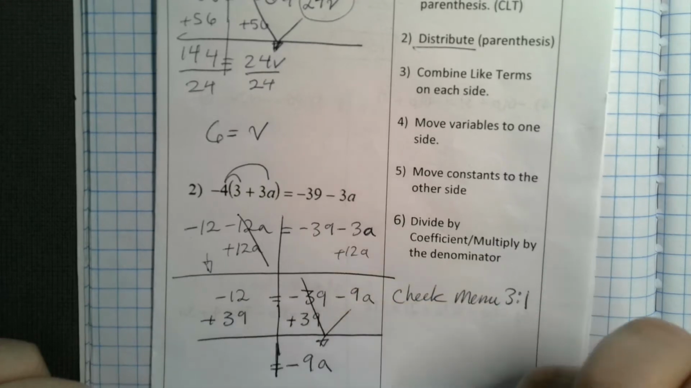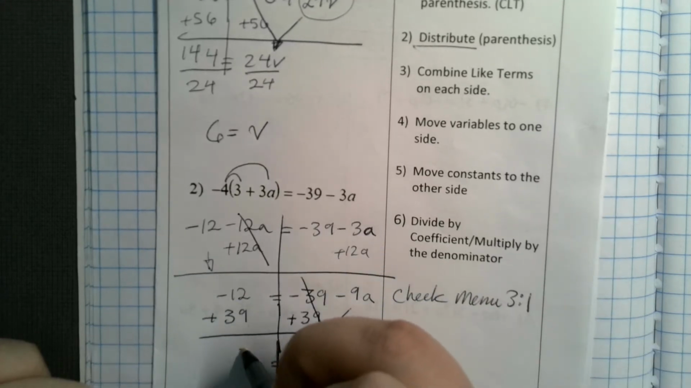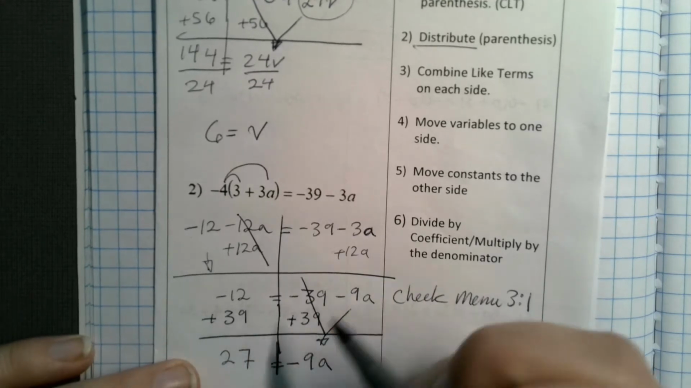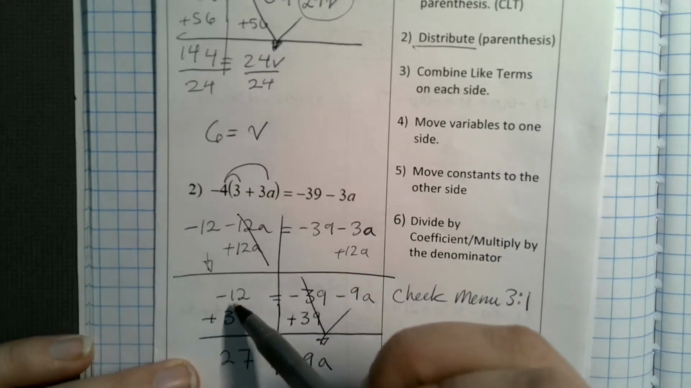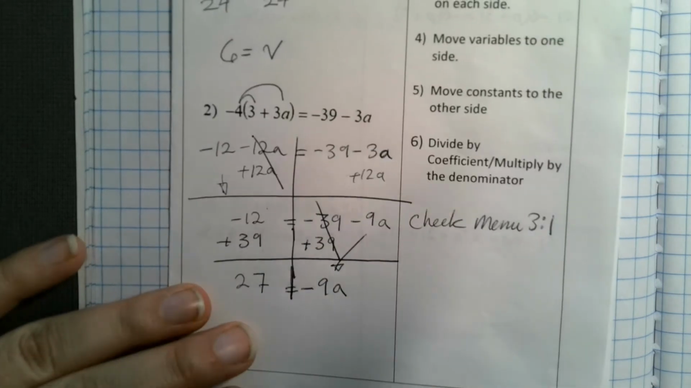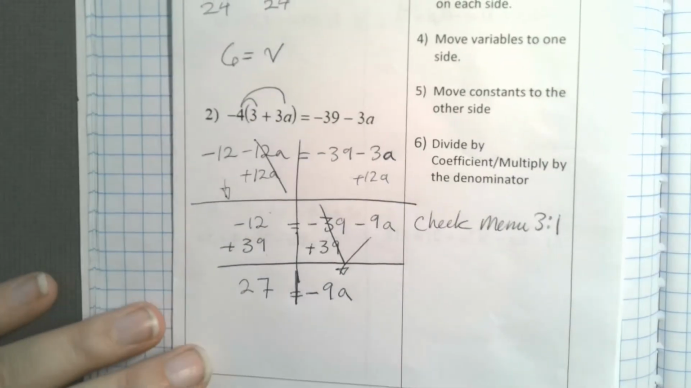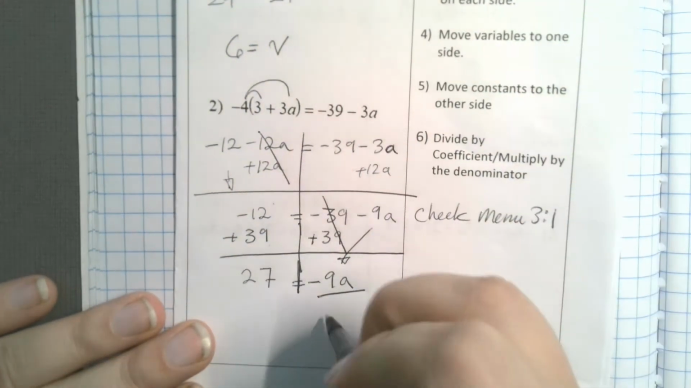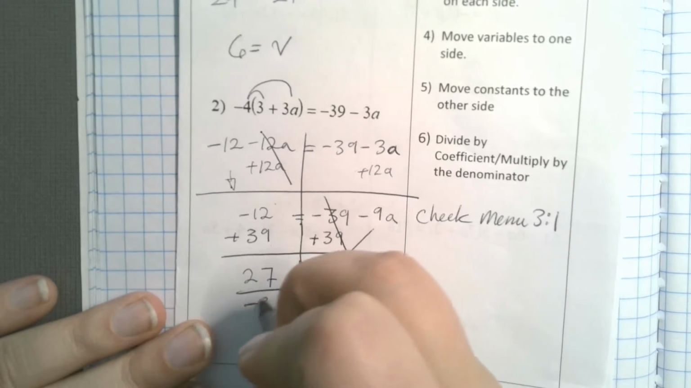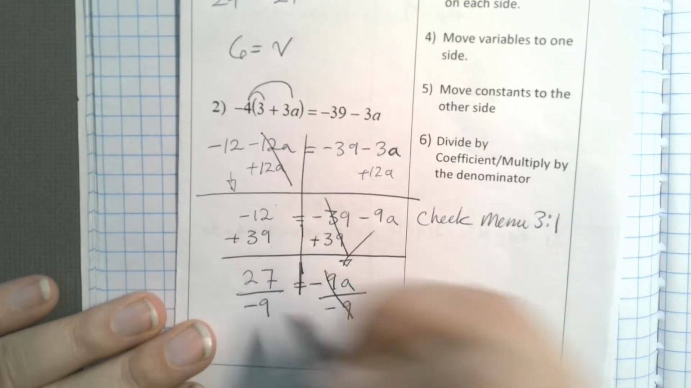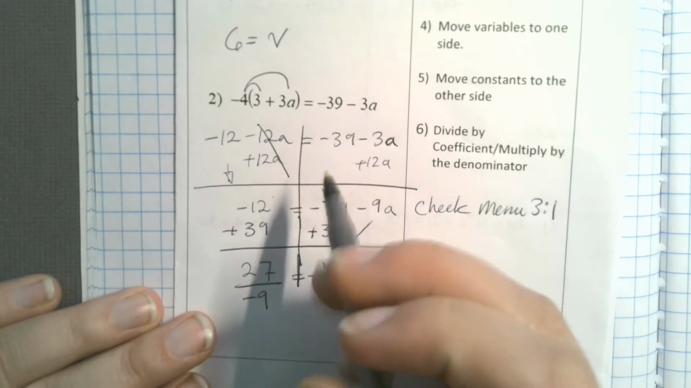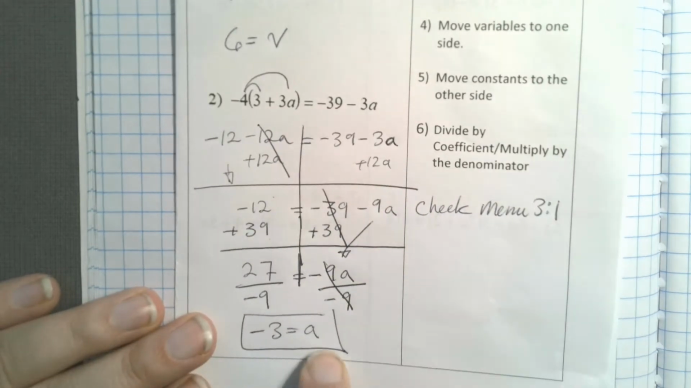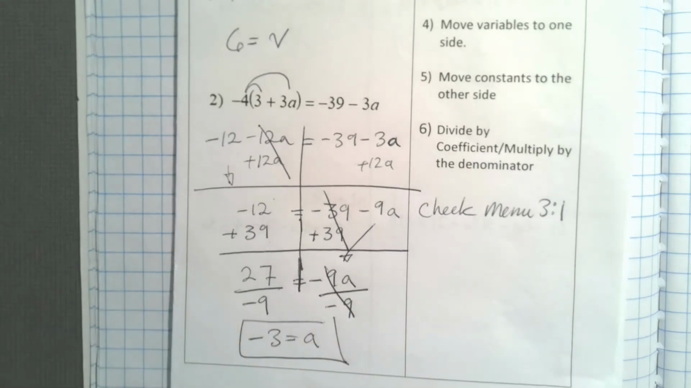What's 9 take away 2? What's 3 take away 1? And it's positive because we had more than we owed. What do we do next? Divide by what? Good. What's 27 divided by negative 9? Negative 3. We don't care which side the letter's on. The variable.